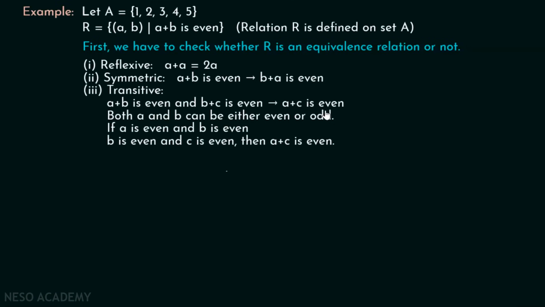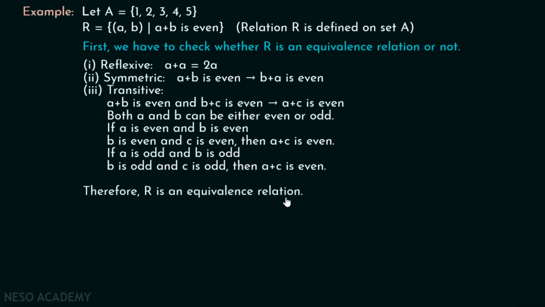There's no doubt about this. If a is odd, then b has to be odd. If b is odd, then c has to be odd. Therefore, a plus c is again even. Therefore, R is an equivalence relation. There's no doubt about this, that this relation is an equivalence relation.